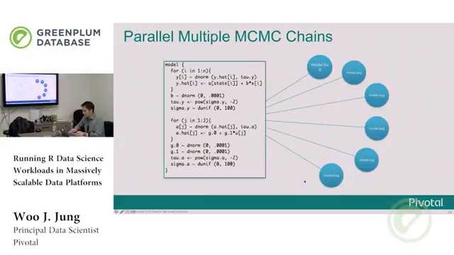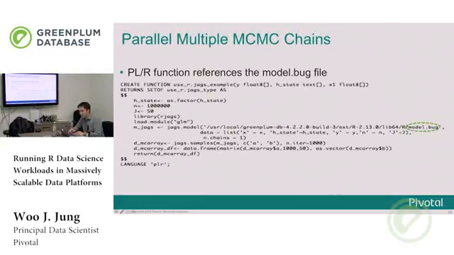And then when you create a PL/R function that calls the RJAGs library, as we're doing here, RJAGs needs to find a model.bug file. So this path is how we're allowing this PL/R function to find that model.bug file for use in analysis.